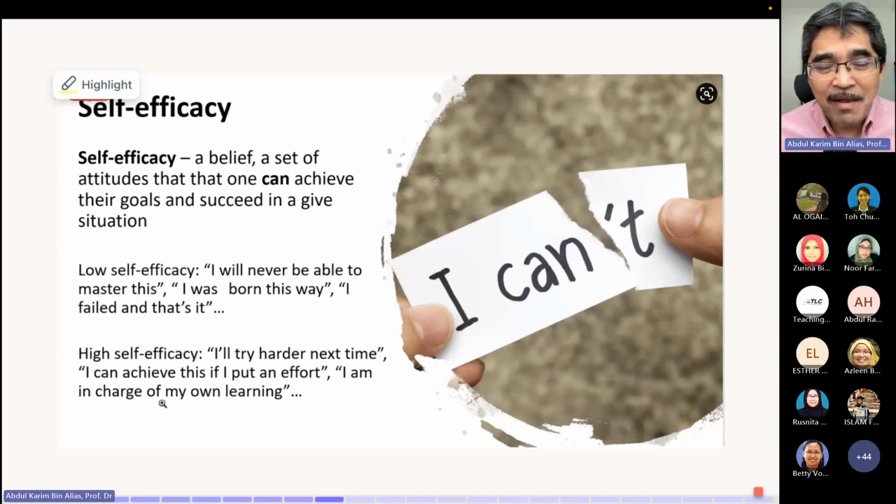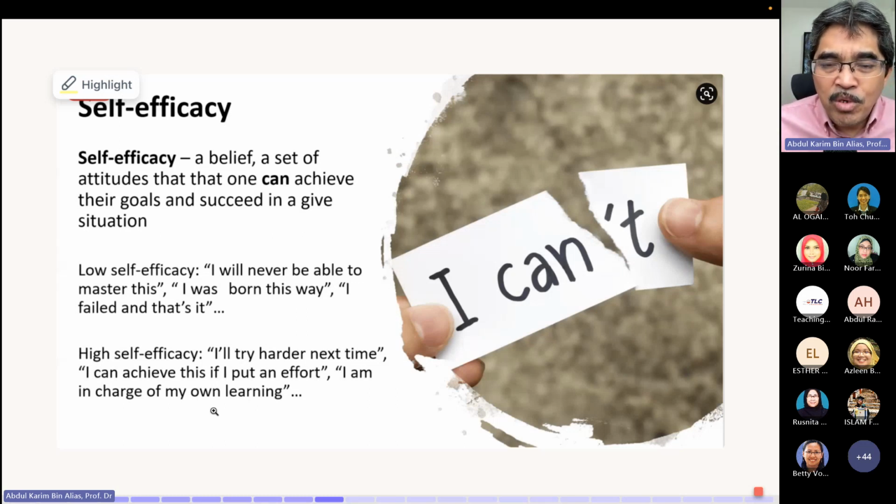Whereas with high self-efficacy, someone who has growth mindset and self-efficacy, they will never give up. So they say, I'll try harder next time. Maybe I haven't tried hard enough. I can achieve this, not yet, but I'm going to put more effort. Maybe I haven't put enough effort. I'm in charge of my own learning. Take charge.